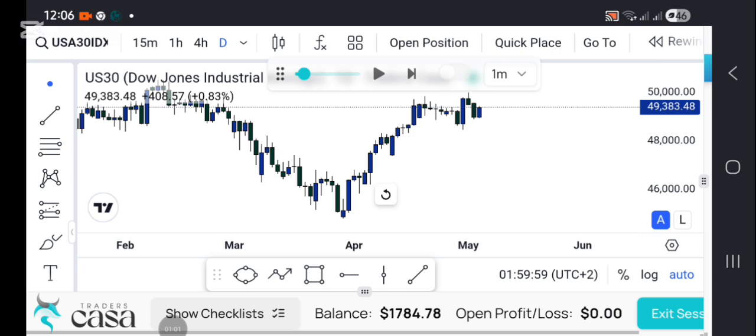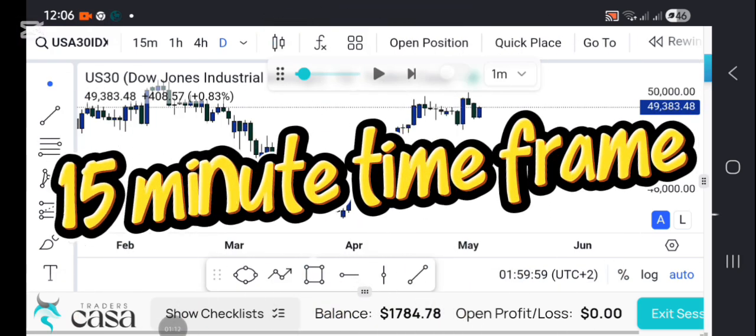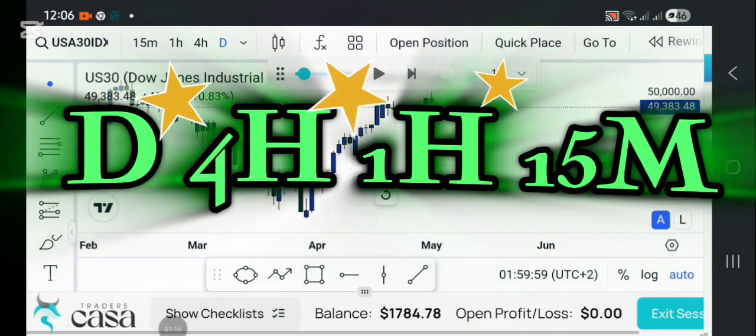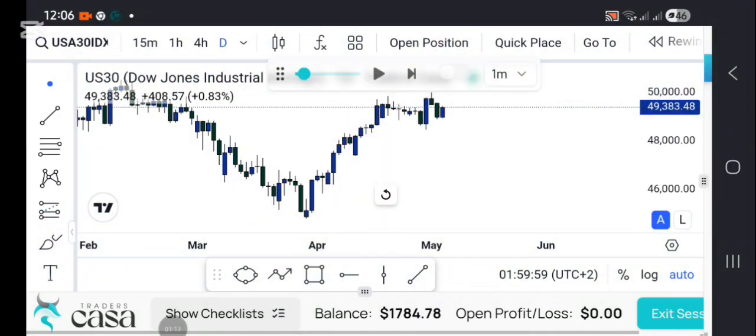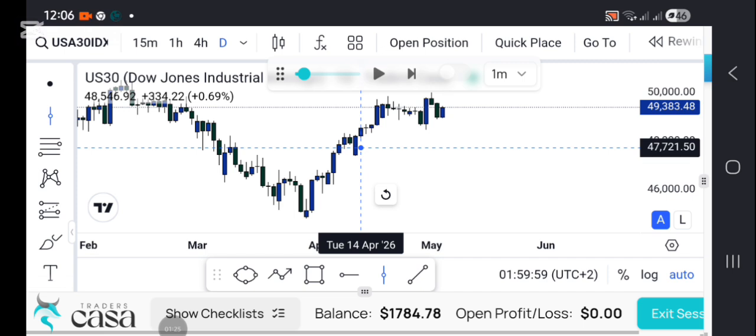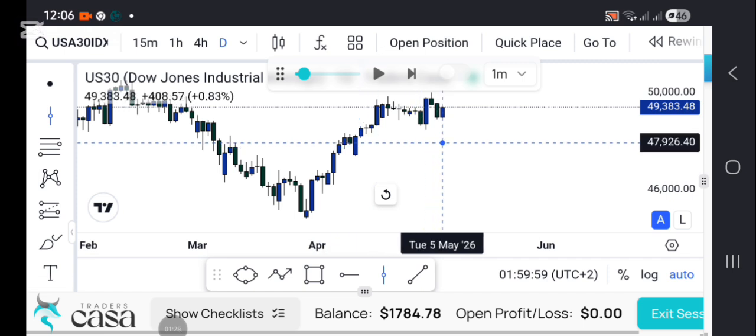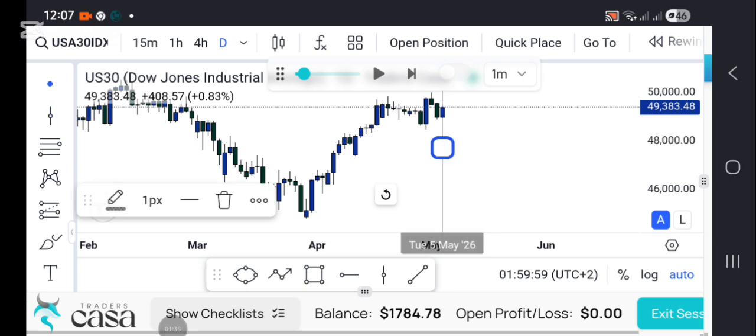And so the first thing, number one, we're going to go to the daily time frame. Obviously we need the daily, the 4 hour, the 1 hour, and the 15-minute time frame. So favorite all of those time frames. You only need those 4 time frames. I promise you, that's the only thing you need. All right, so the first thing we're going to do, we're going to take a vertical ray or line. We're going to mark the current daily candle, right?